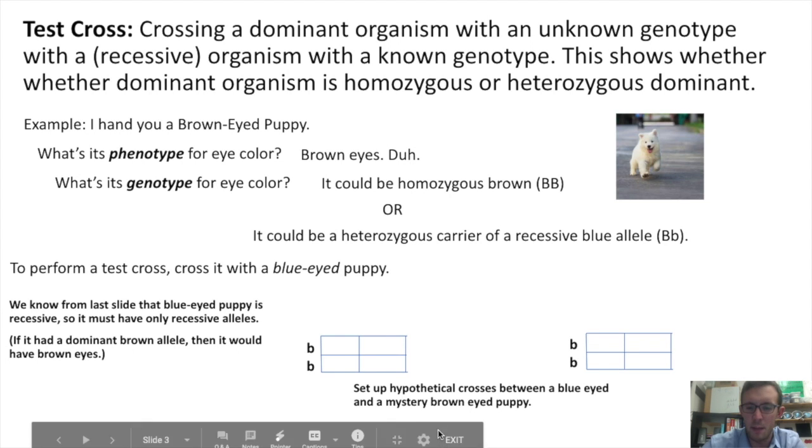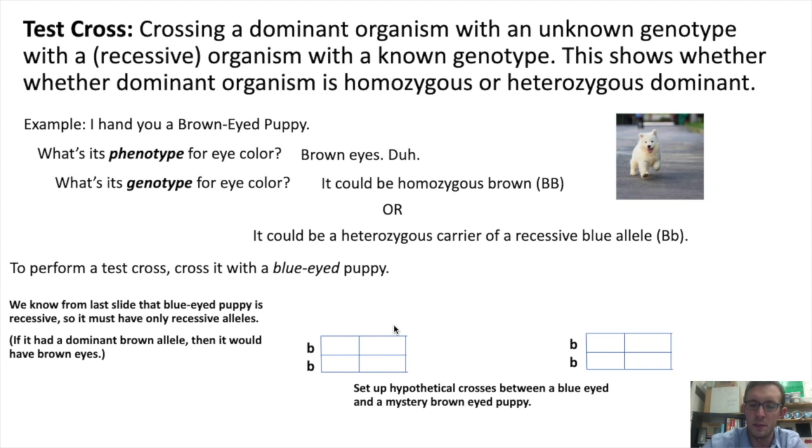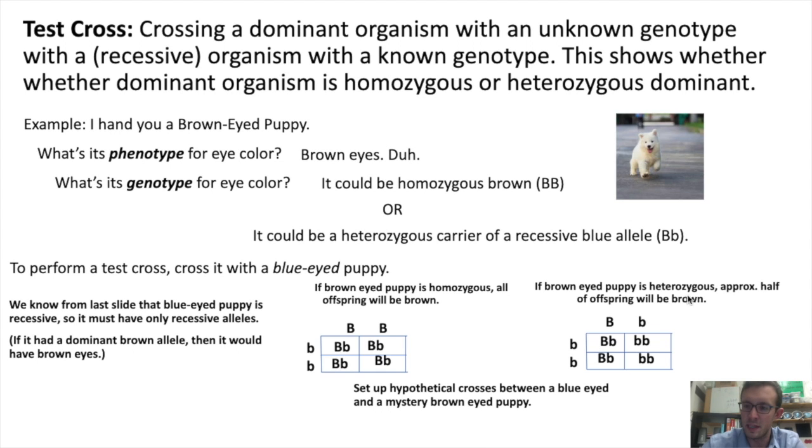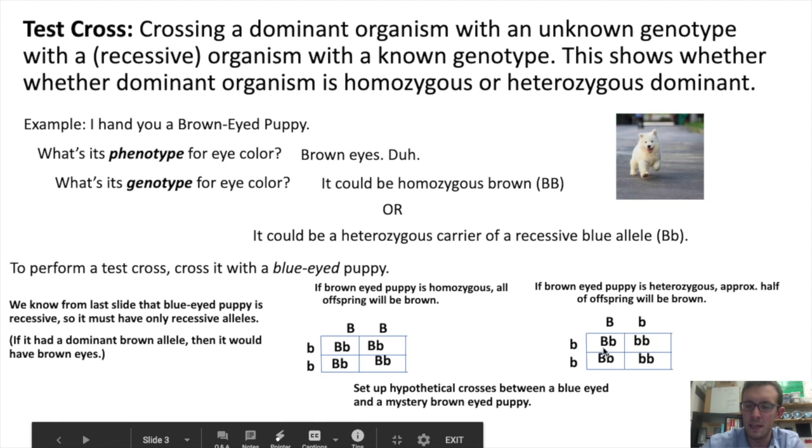So we can set up hypothetical crosses between a blue-eyed puppy and our mystery brown-eyed puppy. We know that if the mystery brown-eyed puppy is pure dominant, that is, it's homozygous for a brown allele, then all of its offspring would also be brown-eyed. Whereas if the brown-eyed puppy is heterozygous, then we know only approximately half of its offspring will be brown-eyed, and the other half of its offspring would be blue-eyed.